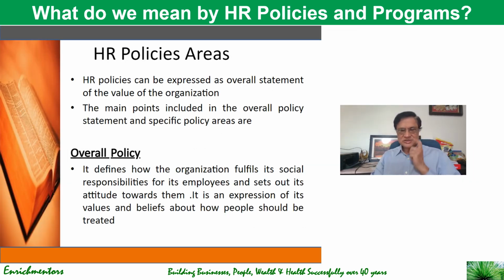So what are the areas of policy? HR policy areas are expressed in an overall statement of the values of the organization. So there could be an overall HR policy, as you see here. The main points include the overall policy and the benefit-specific policies, which we will talk about later on. The overall policy defines how the organization fulfills its social responsibility to its employees and sets out its attitude towards them. What will it do? What will it like? What will it not like? It explains its own likes, dislikes, and preferences of behaviors. It is an expression of its values and beliefs about how people should be treated. So that's what an overall policy is about.